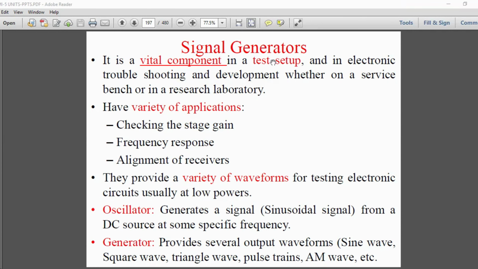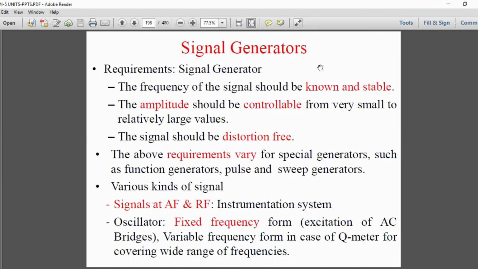And what kind of requirements do signal generators have? The frequency of the signal has to be known, and it has to be very stable. The amplitude should be controllable from very small to relatively large values. The signal should always be distortion free. The above requirements may vary for special generators such as function generators, pulse generators, and sweep generators.